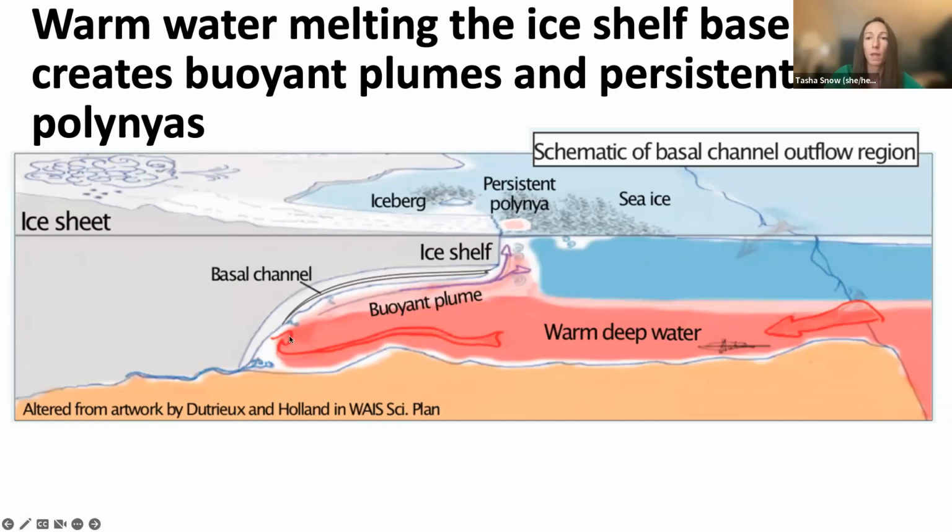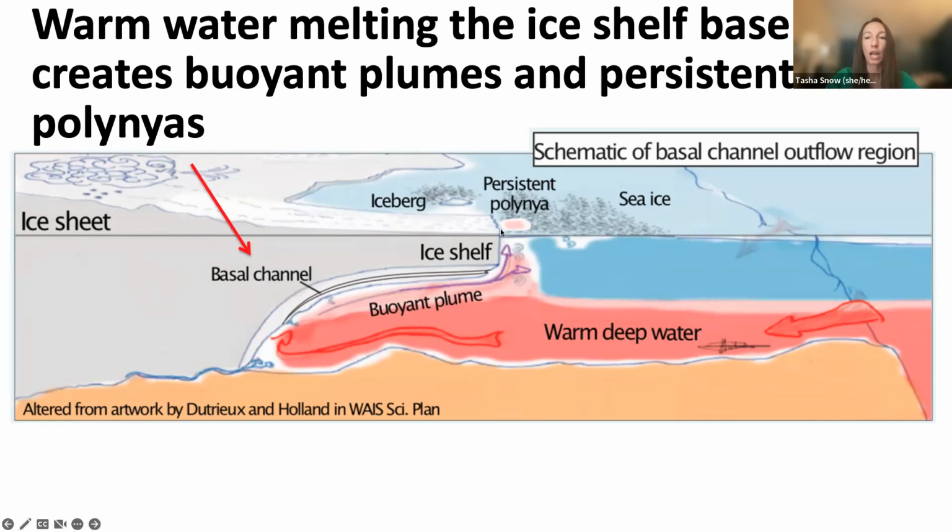And because they're warm, they start to carve into the base of the ice shelf, which creates a basal channel. You can envision the basal channel as an upside down river that funnels these plumes towards the ice front and up towards the surface. If the plume is buoyant enough, it will rise all the way to the surface. If it's not, it will exit out at depth. When it rises to the surface, it's carrying that heat.